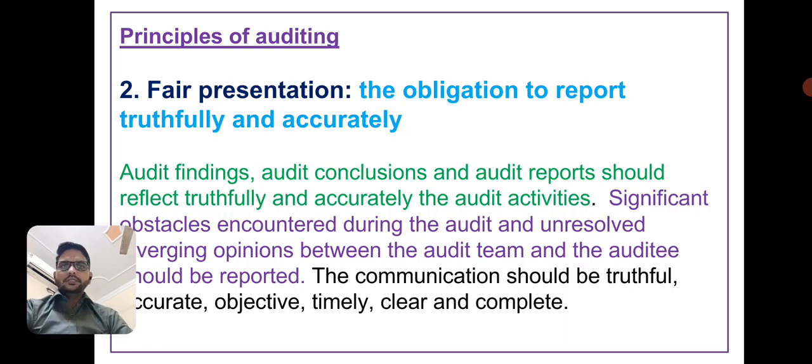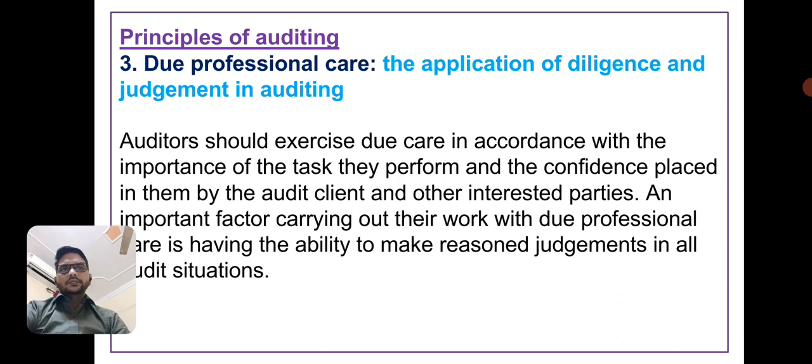Next is fair presentation, that is the obligation to report truthfully and accurately, meaning audit findings, audit conclusions and the audit report should reflect the audit activities truthfully and accurately. Next is due professional care, that is the application of diligence and judgment in auditing. Auditors should exercise due professional care in accordance with the importance of the task they perform and the confidence placed in them by the audit clients and other interested parties. An important factor in carrying out their work with due professional care is having the ability to make reasoned judgments in all audit situations, meaning we should maintain judgment based on reason, based on data.